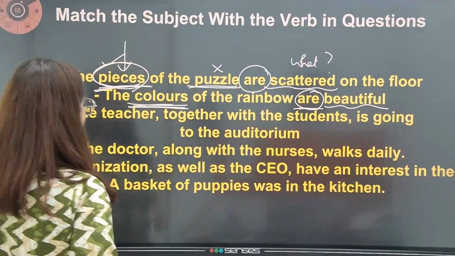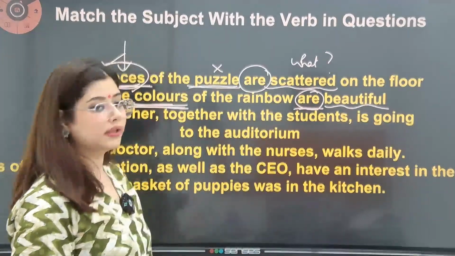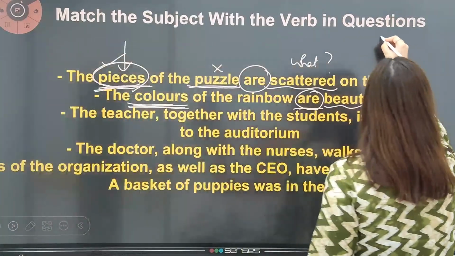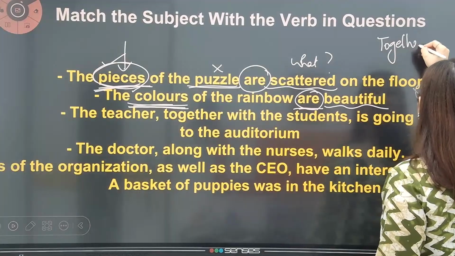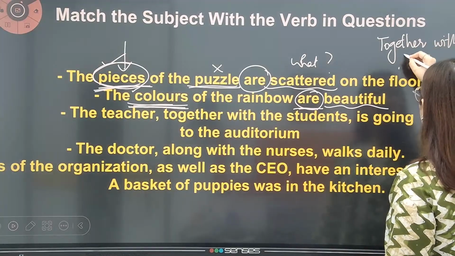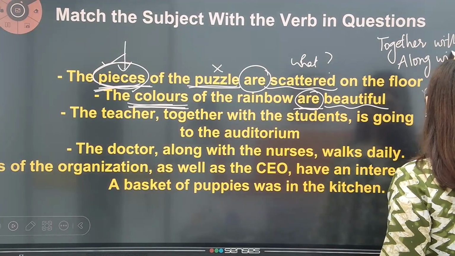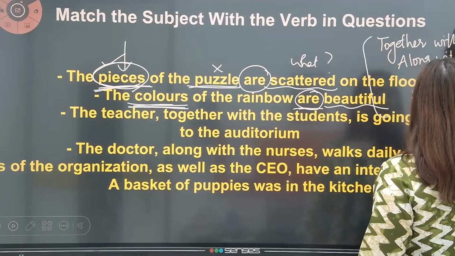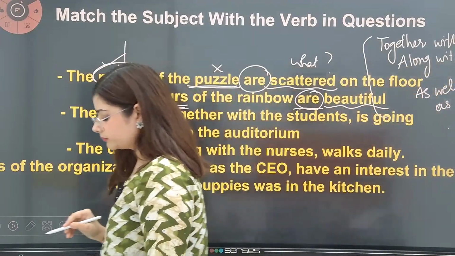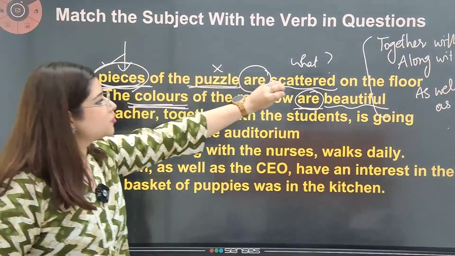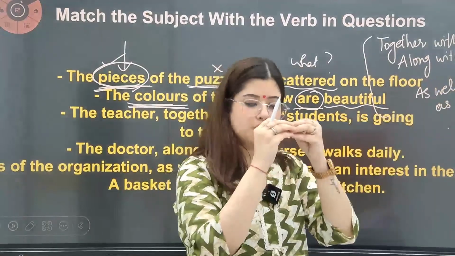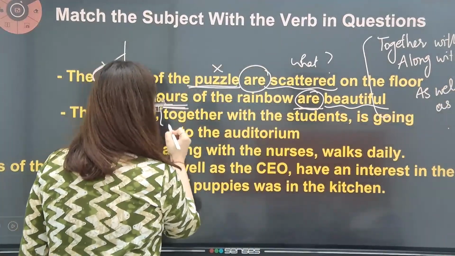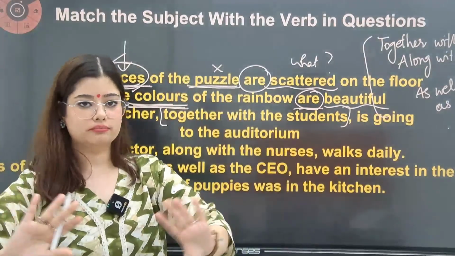Next, the teacher together with the students. Now, together with, along with, as well as, right? These are just additional words that you should not consider. Here, the teacher together with the students. This is additional information. Okay?